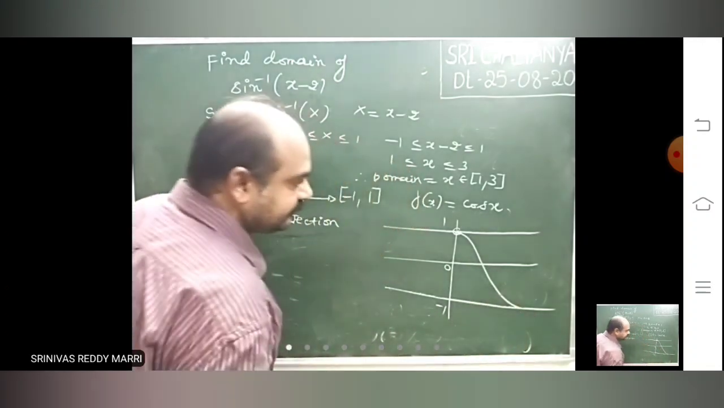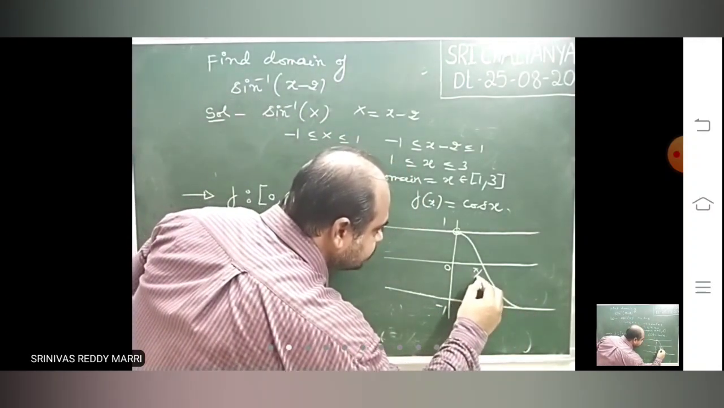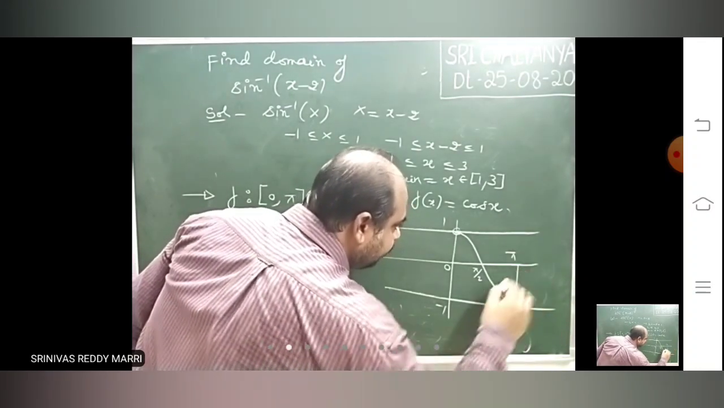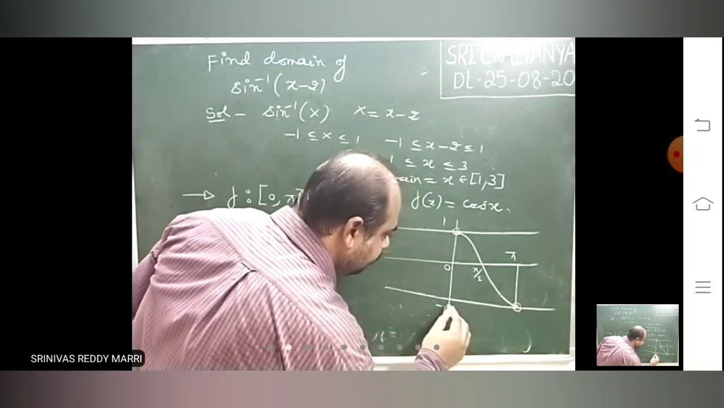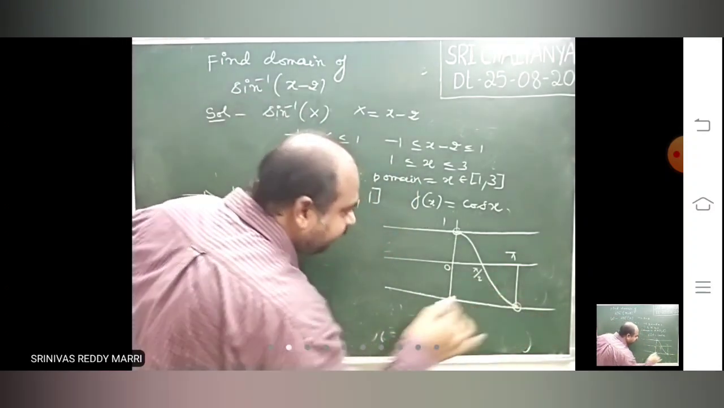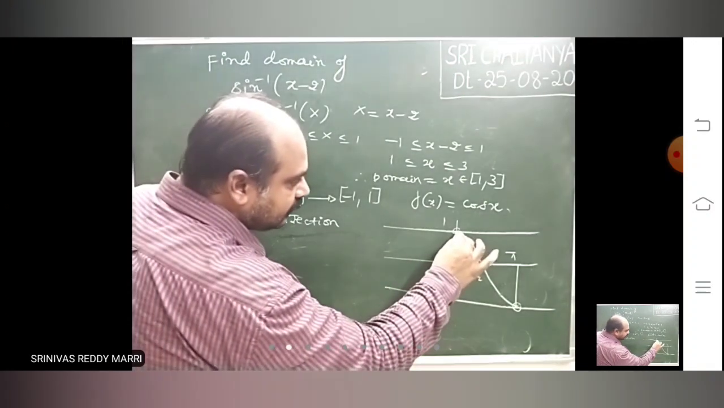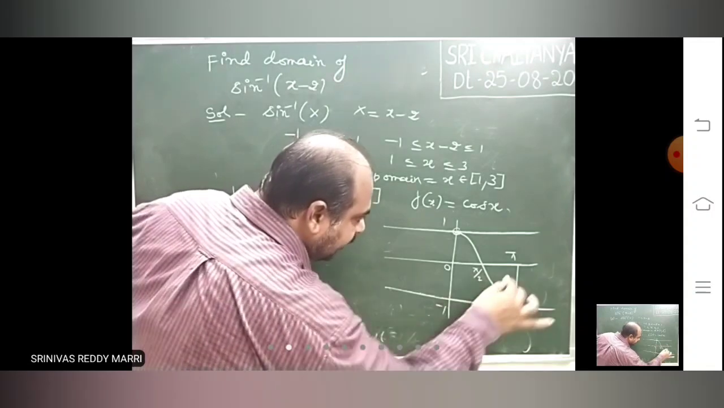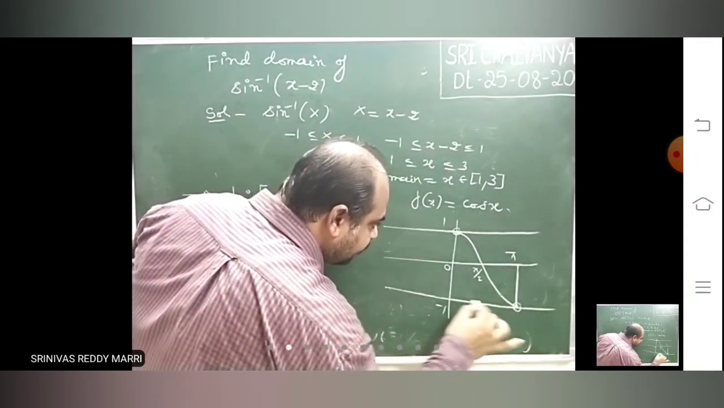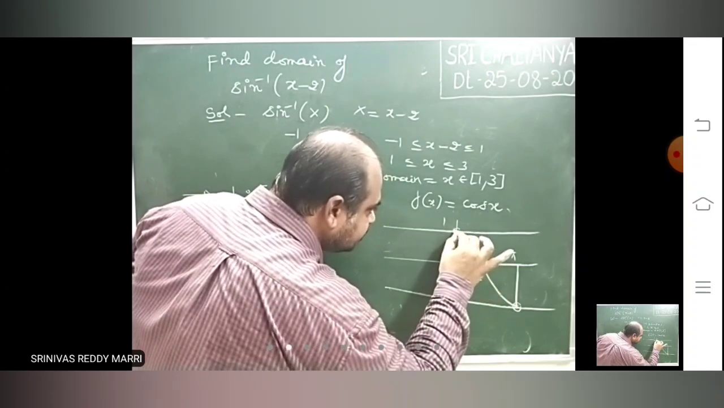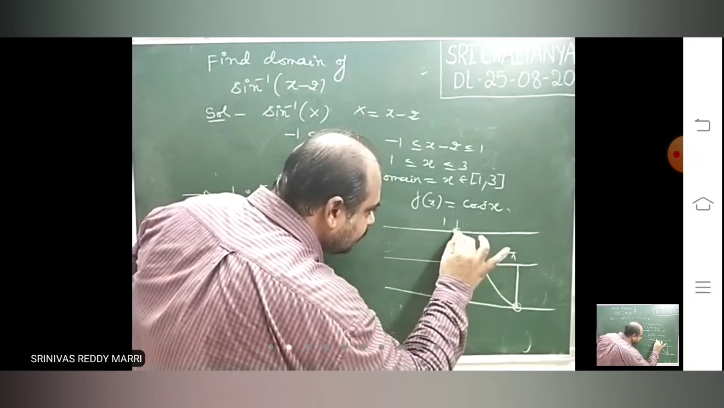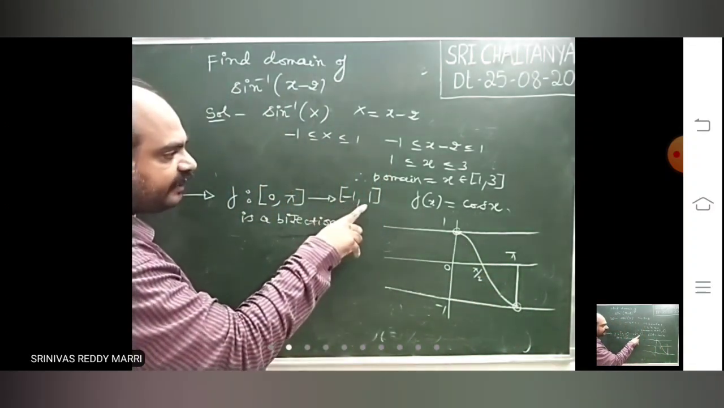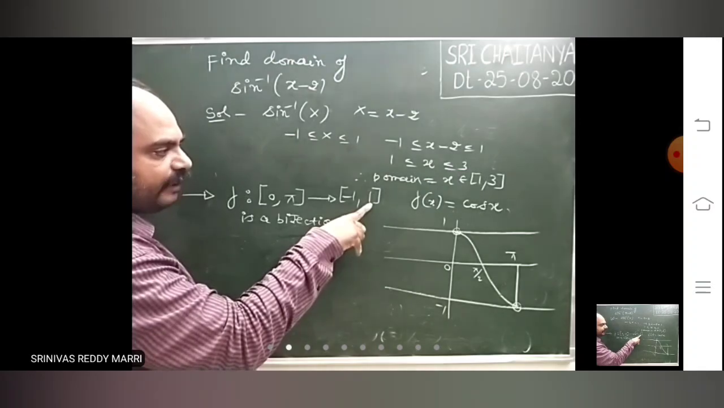Cos x graph we have already discussed. At pi by 2, it will become 0. At pi, it will become -1. This is the graph of cos x. Cos pi is -1, cos 0 is 1. If you look at the graph from here to here, the range is -1 to 1. Codomain given is -1 to 1.